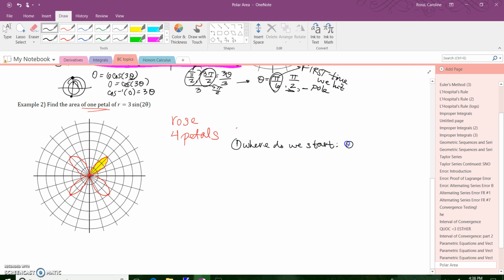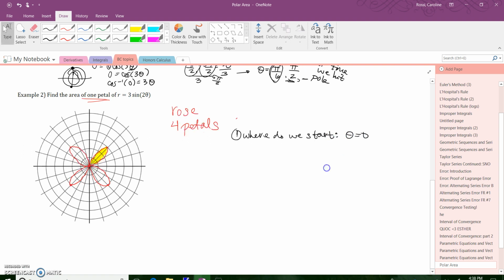I want to know when theta equals 0, when I've just started my graph, where am I? So I'm going to do r equals 3 sine of 2 times 0. Well, sine of 0 is 0, so r is 0. And that makes sense because we started right here at the pole. And now when we graph it, we're going to go counterclockwise, so this way. In this case, it doesn't really make sense to split my petal in half because my rotation is continuous and uninterrupted up until I enclose that 1 petal.